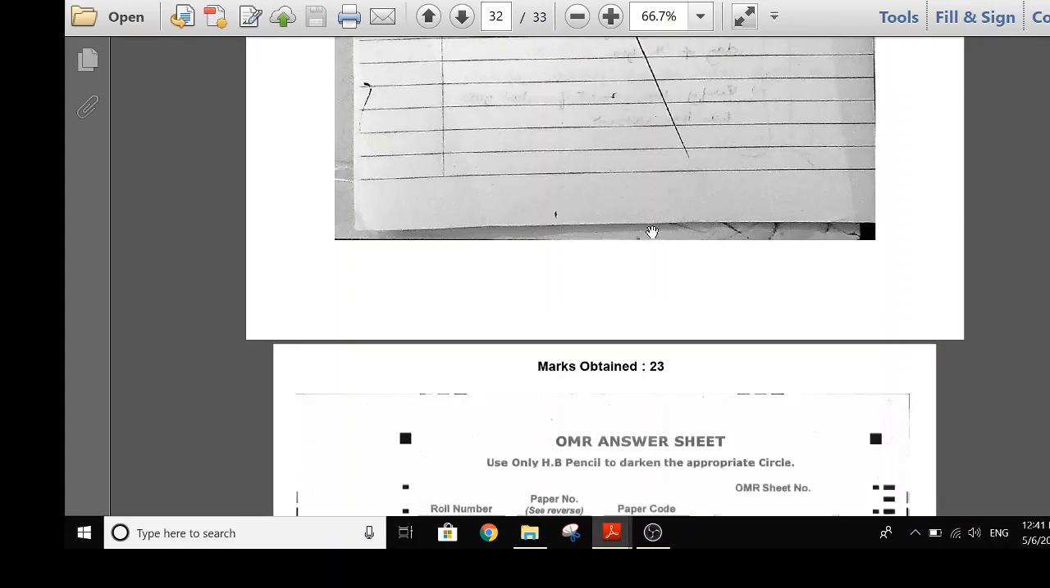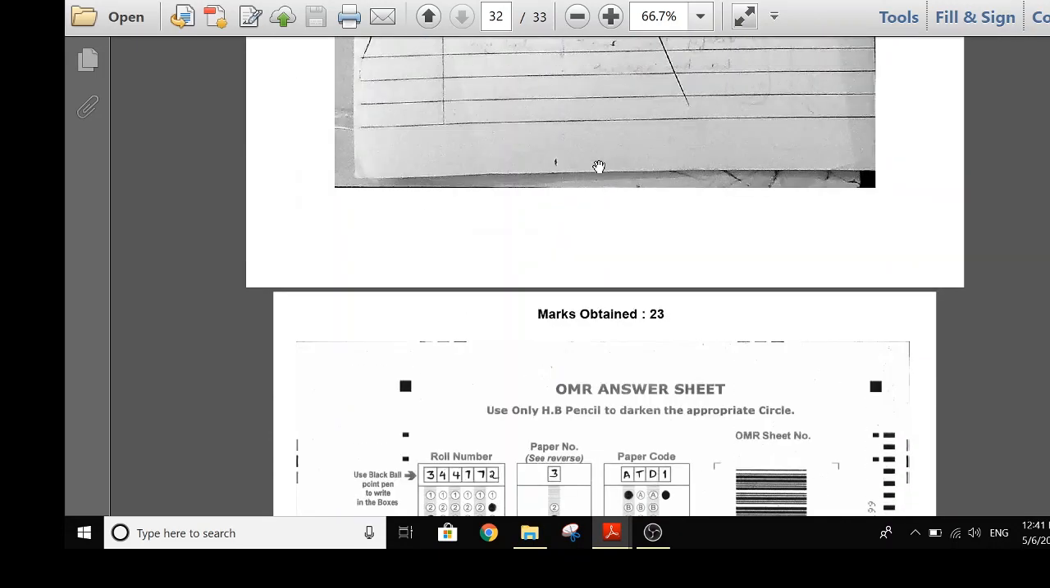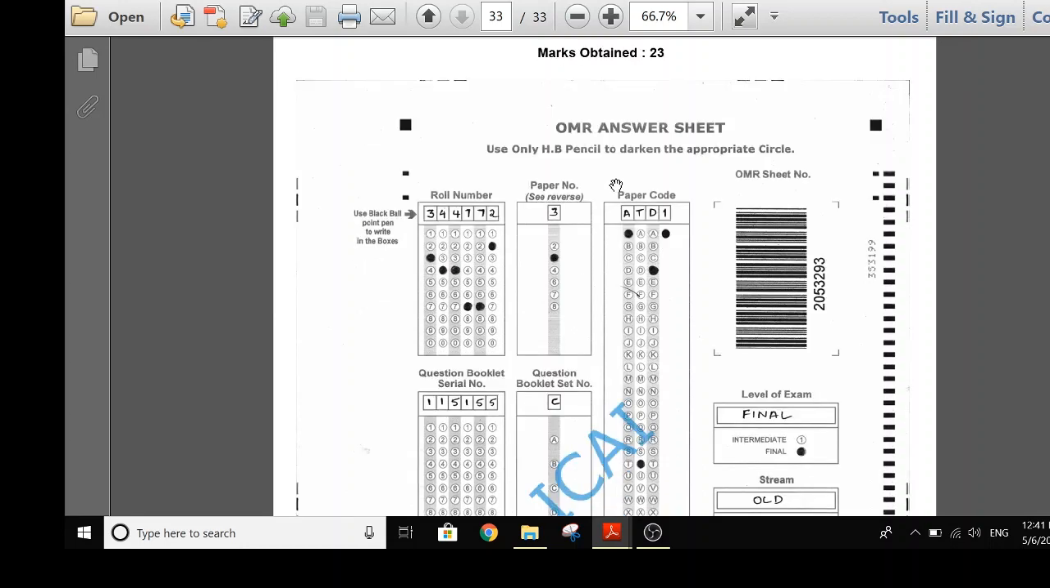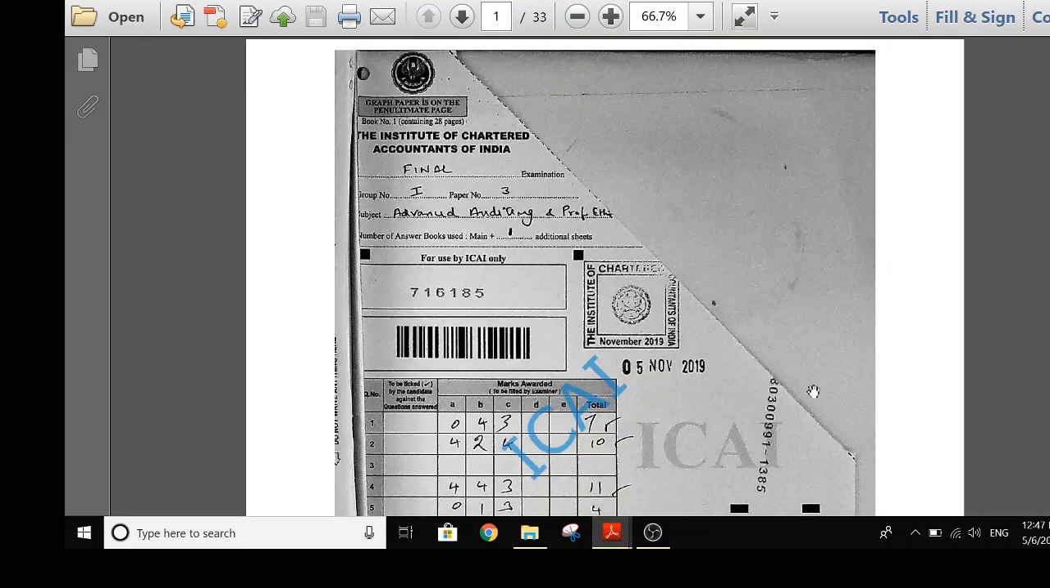And there I am scoring 40 marks in the written part, and I've scored 23 in the MCQ part.